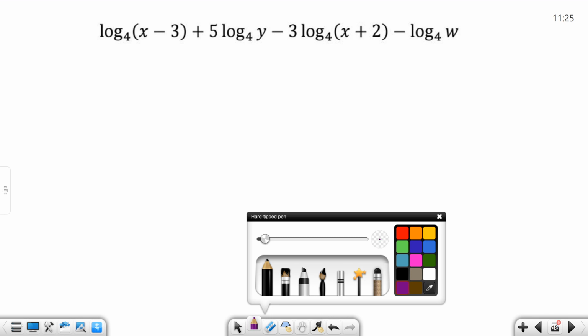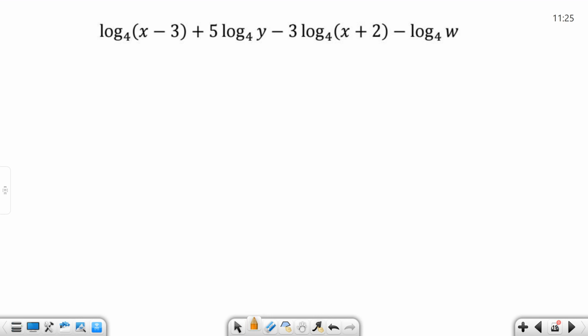So here, I left the whole page. This is craziness here, okay? So log base 4 of x minus 3 plus 5 log base 4 of y minus 3 log base 4 of x plus 2 minus log base 4 of w. I'm out of breath reading that one. Okay? Are they all the same base? Log base 4. Yes. So that means I can write this as a single logarithm base what? 4.